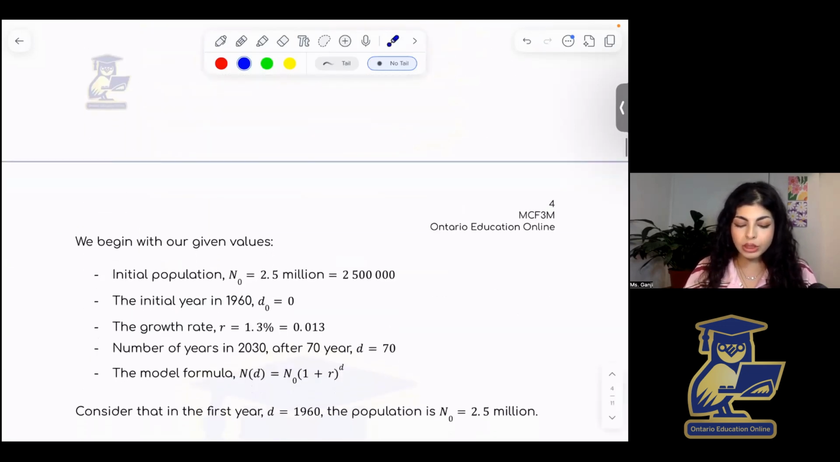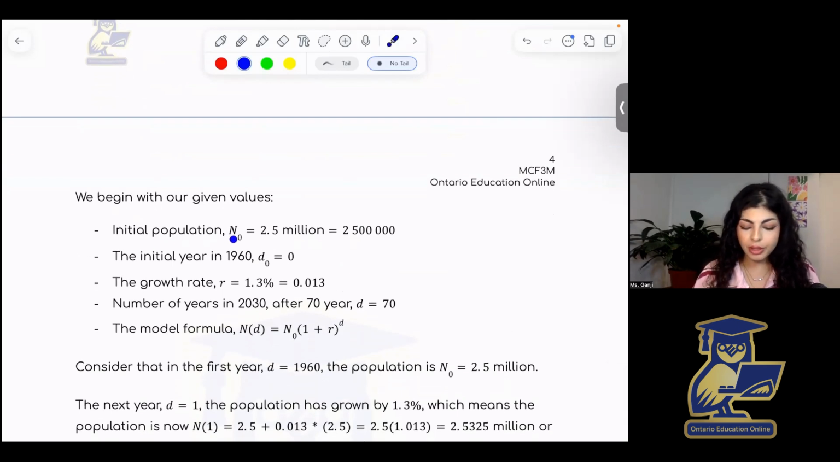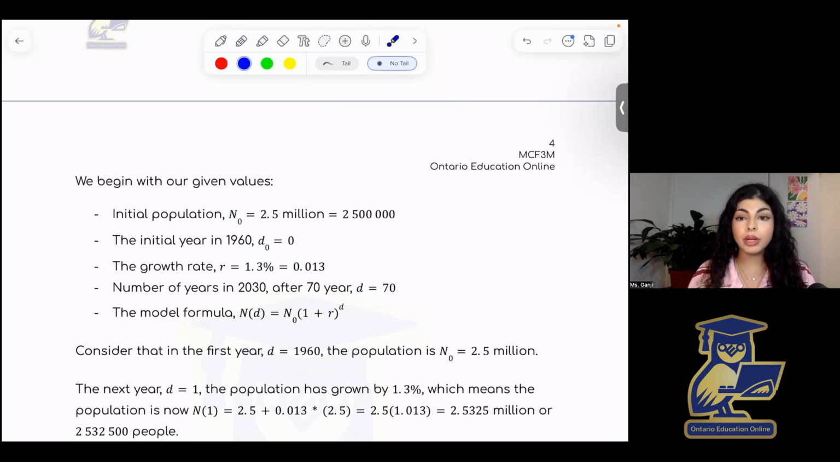So again, we start with our given values. The initial population, N0, is 2.5 million, or you can write it as 2,500,000. And the initial year, which was 1960, and again, you can use D or T in this case. I just went with D here, but D0 at the year 1960 is 0. And so this is actually our start date that we're considering. So any time that we're considering after that is with respect to 1960.